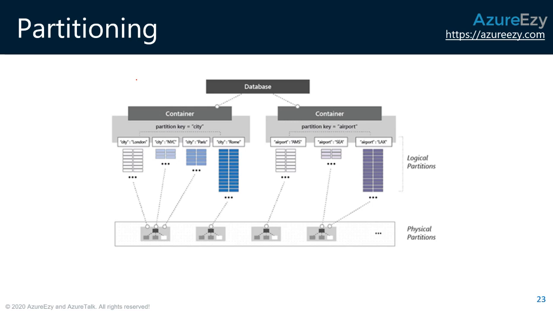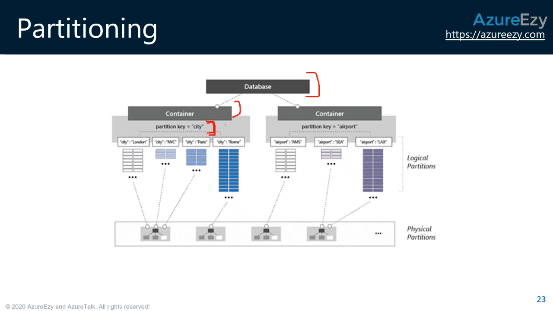Now, behind the scene, these containers may have one or more physical machines. Now, we need to understand the structure. At the top level, it was database that we have already talked about. Then we have container. This is the internal structure that we do not see, but it is taken care of by Microsoft. We only take care of the partition key. On the container, when we are creating the container, we also create the partition key.